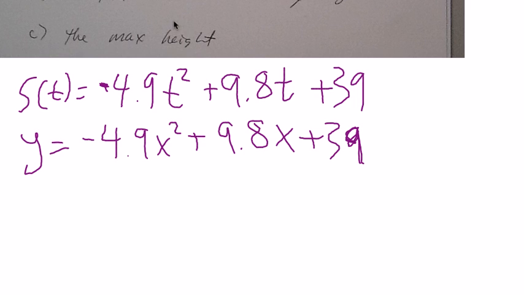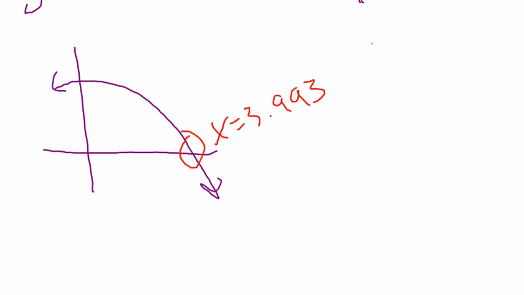Whichever you prefer, do that and find that you get the x value 3.993, which, remember, our units here are seconds. So again, what that's saying is the object will hit the ground after 3.993 seconds.